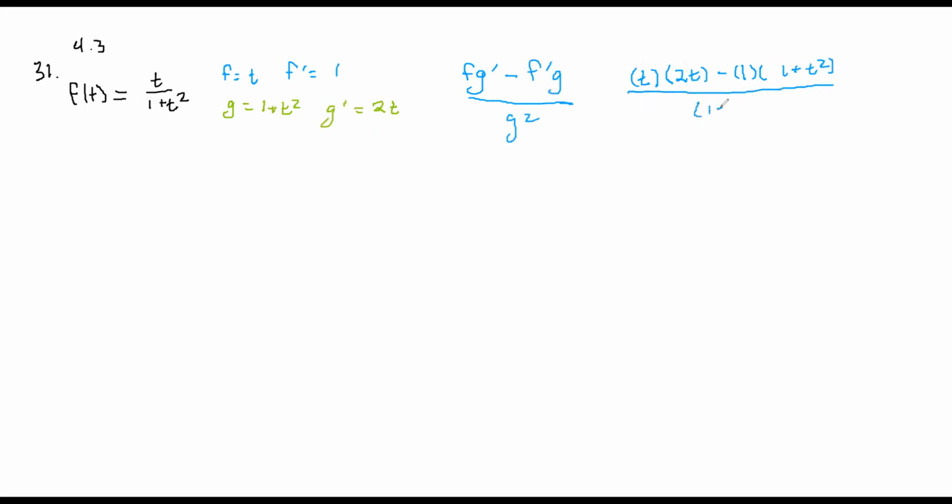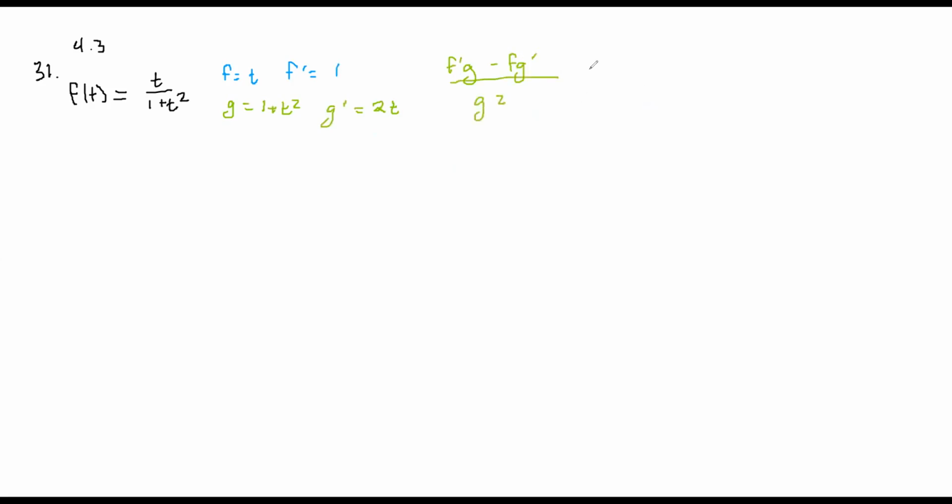Wait, isn't it f prime g and then f g prime? Does it matter? Yeah, you're right. I screwed it up. Okay. So it's f prime g minus f g prime all over g squared. So it's going to be 1 times 1 plus t squared minus t times 2t all over 1 plus t squared squared.